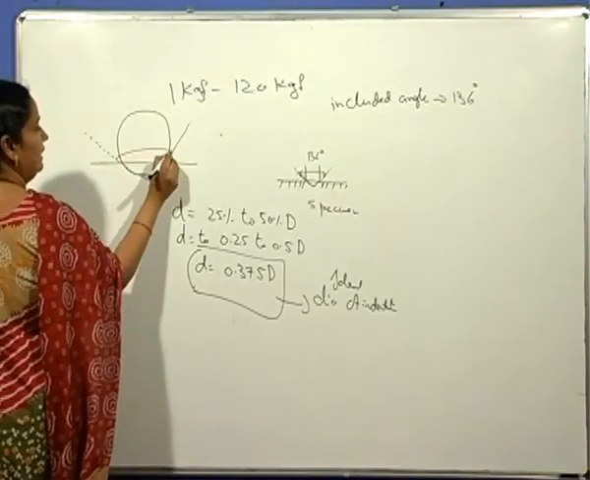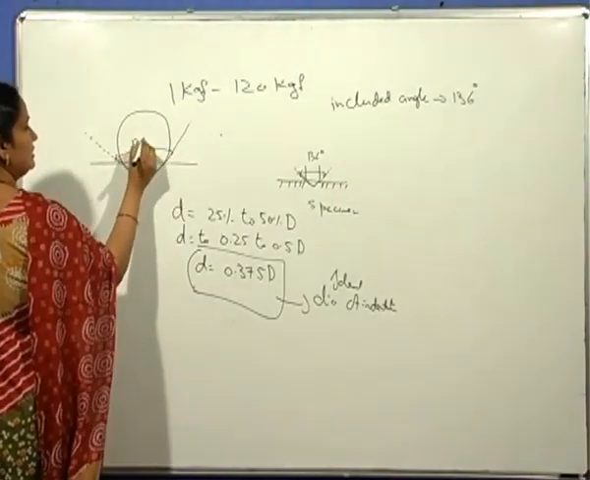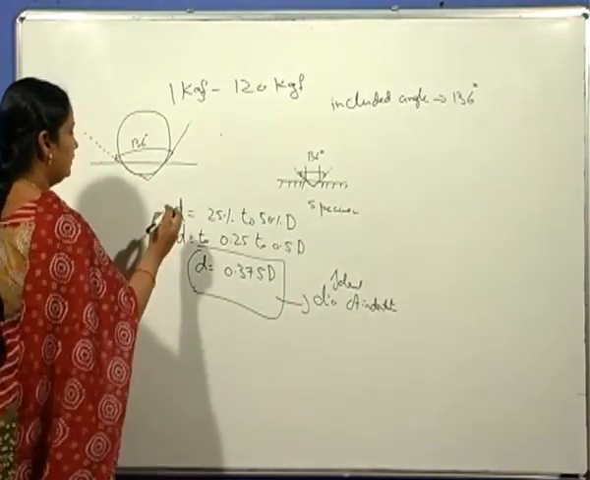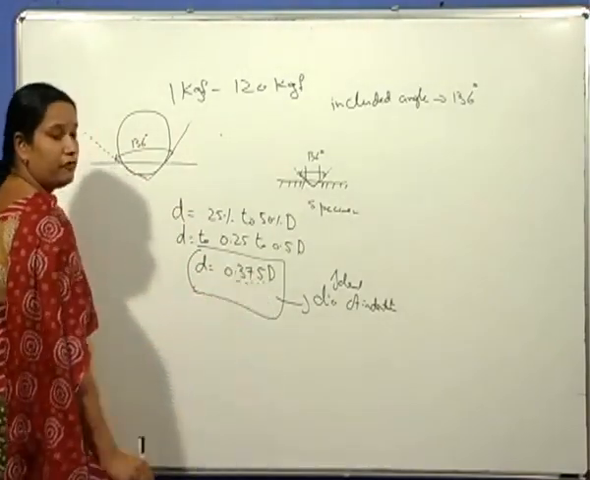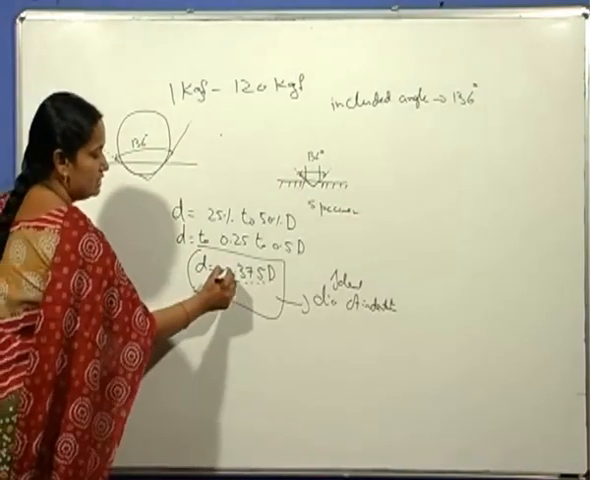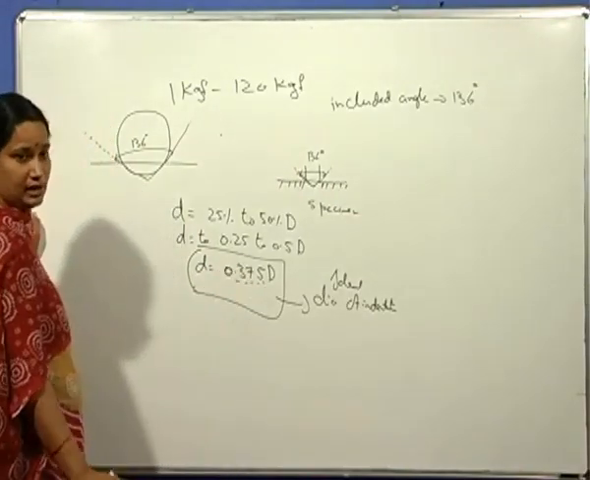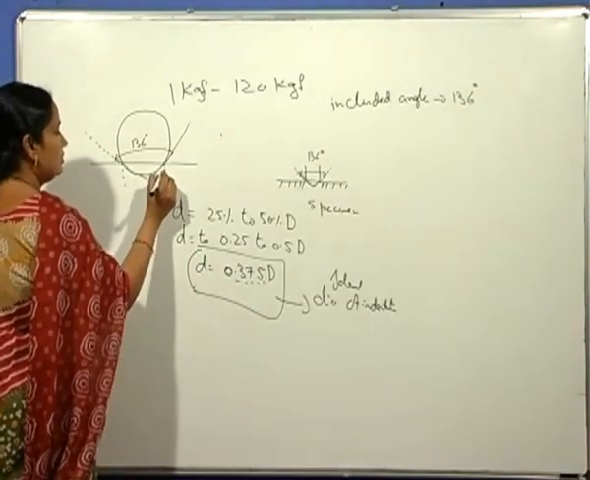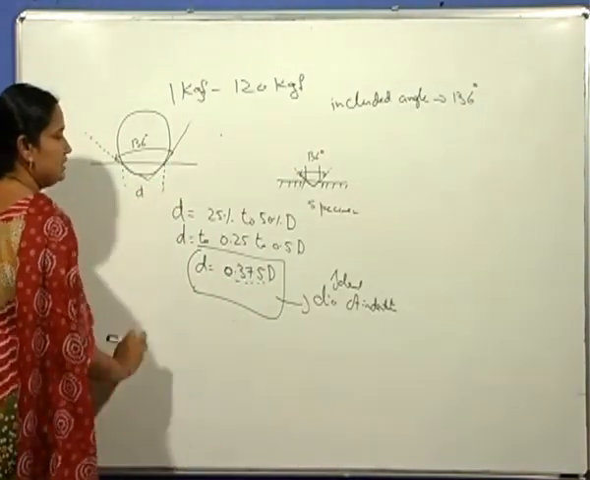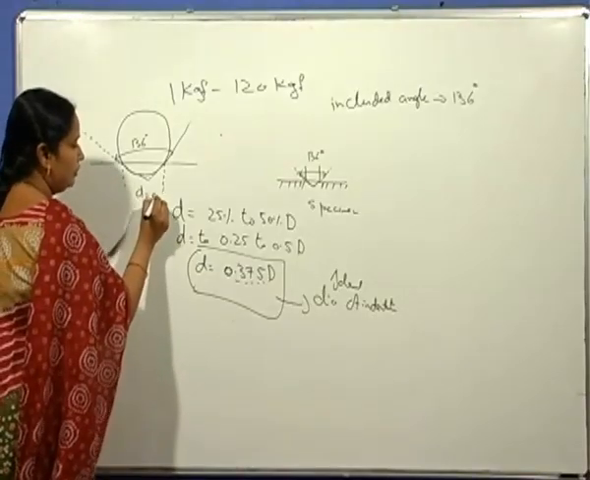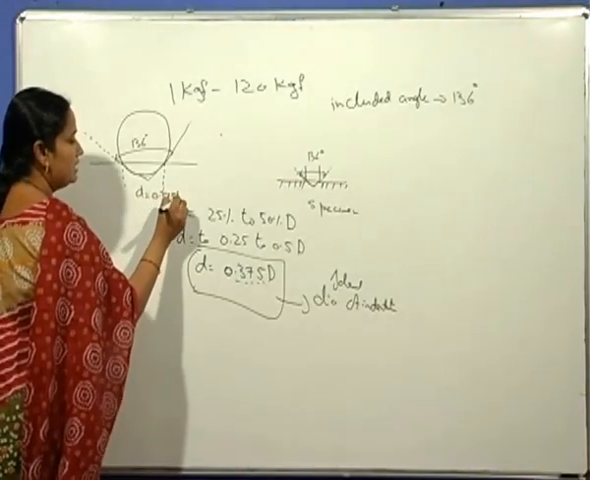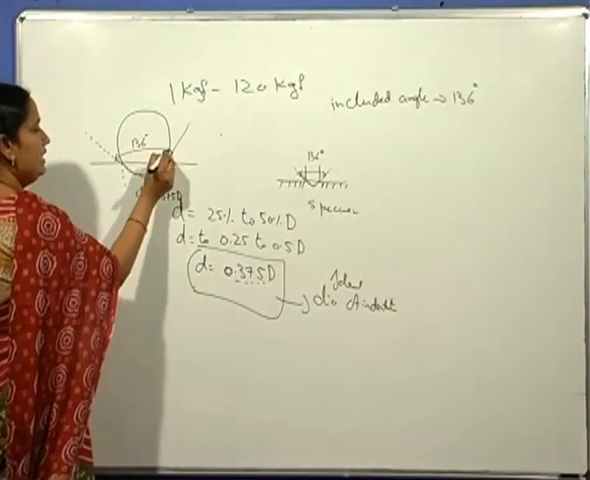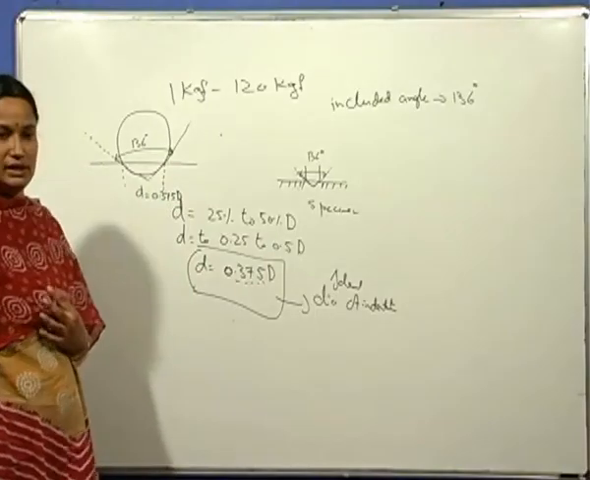So the included angle between the tangents drawn to the diameter of indentation, which is about 0.375 times the diameter of the indenter. So this is small d, that is the diameter of indentation, which is about 0.375 times the diameter of the indenter. So when tangents are drawn, the angle is found out to be 136 degrees.